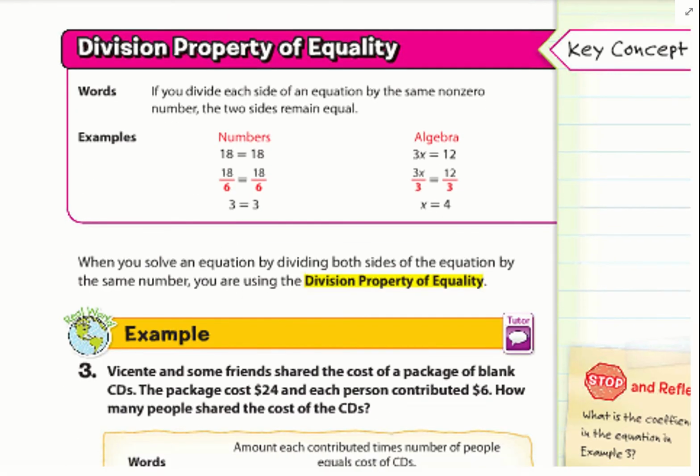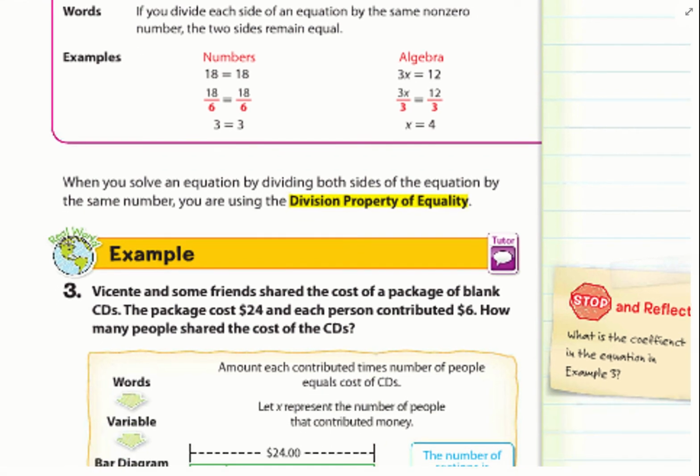So now we have the division property of equality. If you divide each side of an equation by the same non-zero number, the two sides remain equal. So this is the same properties that we've been using. If I divide 18 and 18 both by 6, my equations are still the same. Same with 3x divided by 3 and 12 divided by 3, they're still going to equal each other.